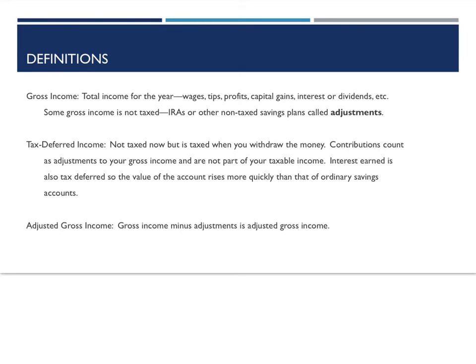Now, some gross income is not taxed, such as if you put some of your income away into an IRA. It's still part of your gross income, but it's called an adjustment. Tax-deferred income, like the IRA, means you don't have to pay tax on it when you earn it. You will pay tax on it when you withdraw it. Adjusted gross income is what you get when you take your gross income and subtract off your adjustments, which is any tax-deferred income. The only tax-deferred income we're going to talk about in this class is IRAs.